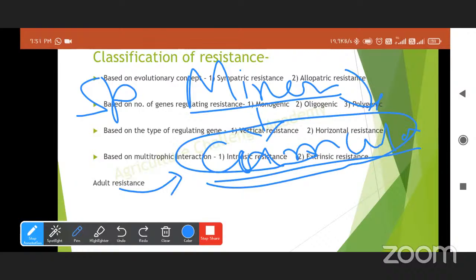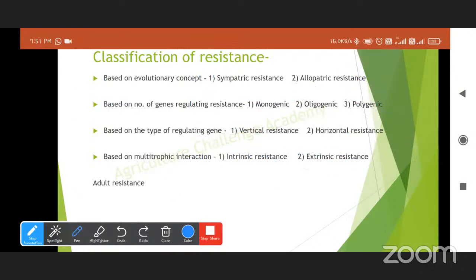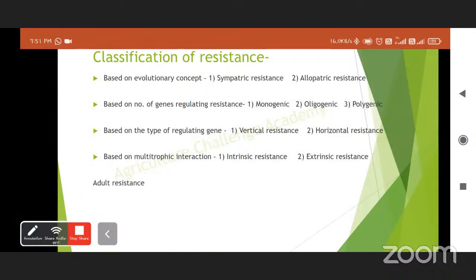It helps in protection of the crop at the reproductive stage of the crop. Is it clear now? Yes, ma'am. Okay, then we will move forward.